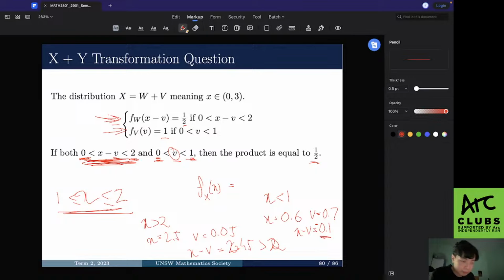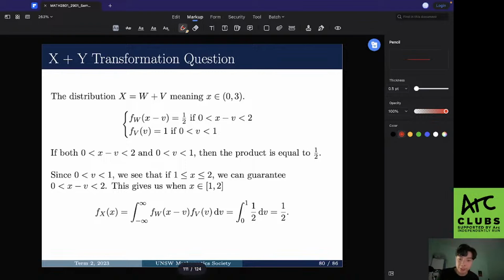Which means if x is in between 1 and 2, then we've essentially just shown that x minus v is between 0 and 2, right? Because if x is less than 2 but greater than 1, no matter what value v is, we can guarantee that x minus v is in this range. So that's essentially what we've shown. If x is between 1 and 2, then we know that the product exists.